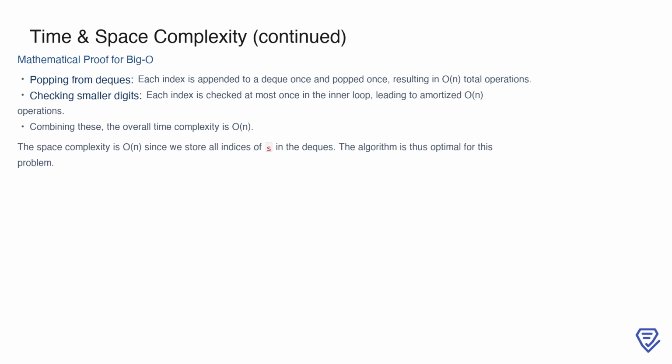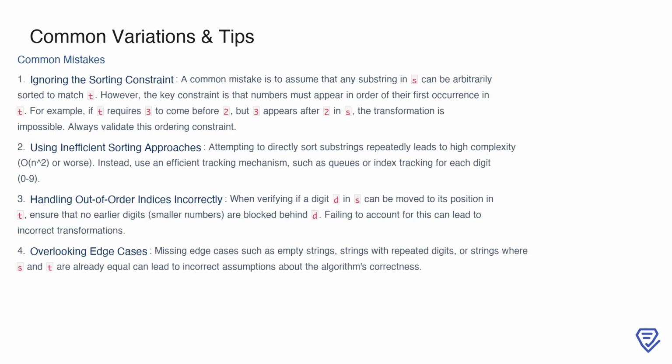Let's go over some common mistakes to watch out for in this problem. First, it's important not to ignore the sorting constraint. You can't just sort any substring arbitrarily to match the target string T. The order of numbers in S must respect the sequence in which they first appear in T.